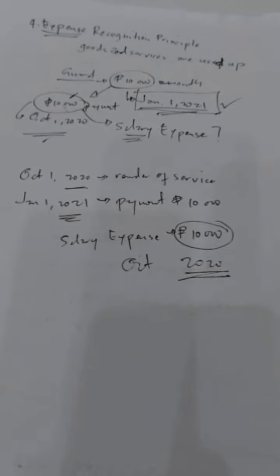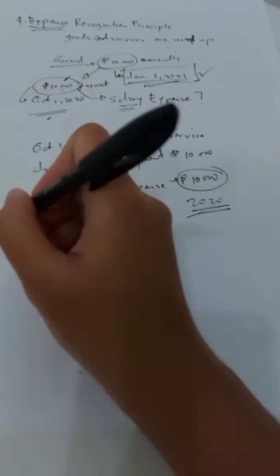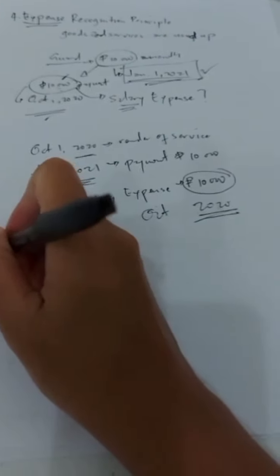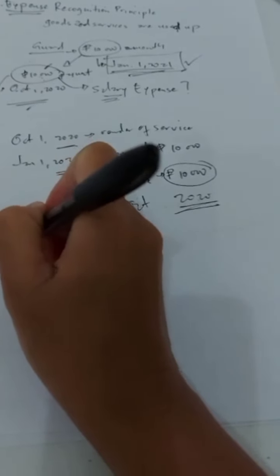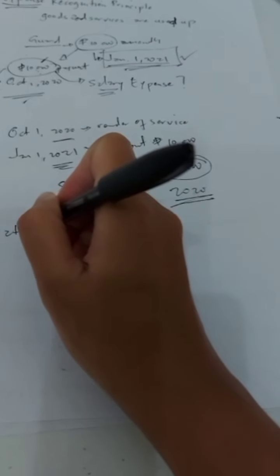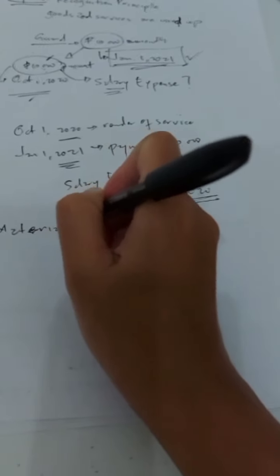i-recognize yung revenue. So, next ay, so number 5, materiality.